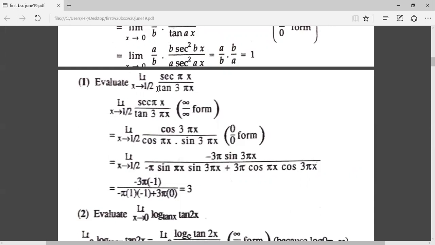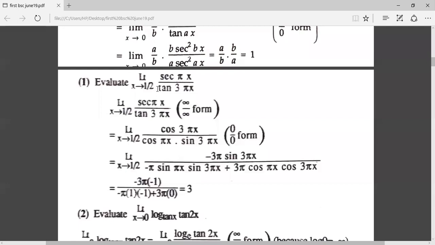Next, you can convert this into sin and cos. Writing secant in terms of cos, secant pi x is 1 by cos pi x. Tan 3 pi x you can convert into sin 3 pi x by cos 3 pi x. So finally you will get cos 3 pi x whole divided by cos pi x into sin 3 pi x. Check whether it is of indeterminate form, taking the limit as x tends to half. When x is half, cos 3 pi by 2 is cos 270 degrees.